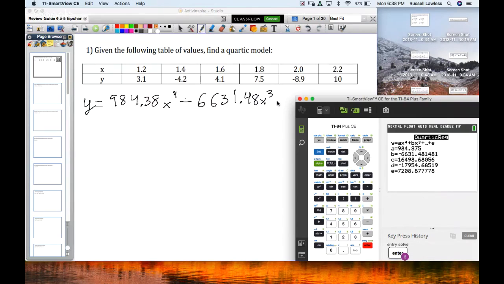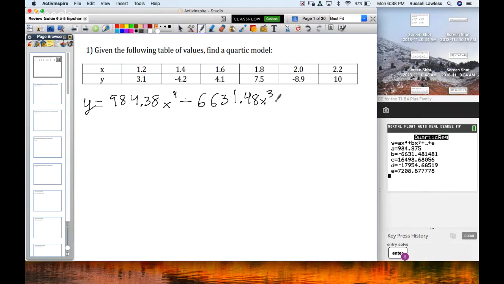So that's going to be negative 6631.48. And then we're going to go to the next one, which is the C value. And the C value is 16498.68. Now, notice that there's an ellipse. You're not going to draw an ellipse here. This is the standard equation. So we're going to continue that with an x squared. Now, I am running out of room. So for D and E, I'm going to write below.